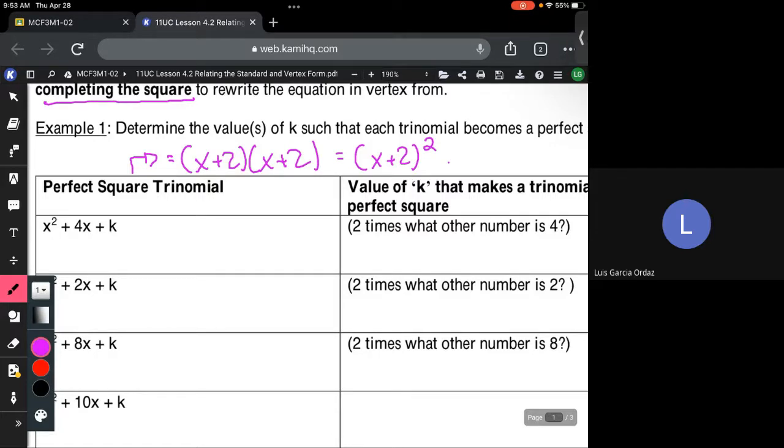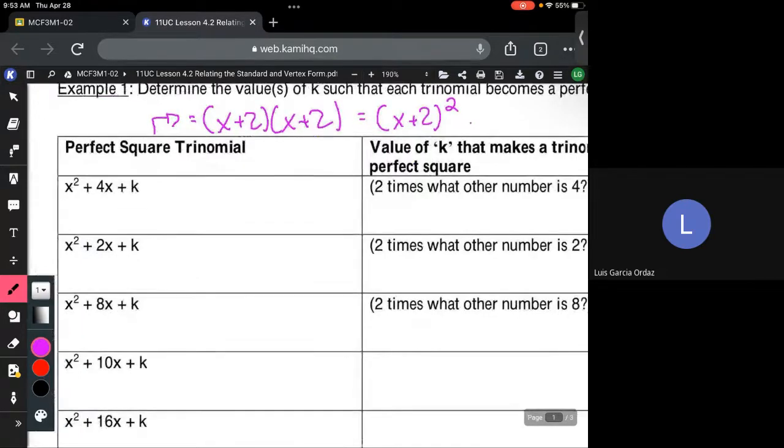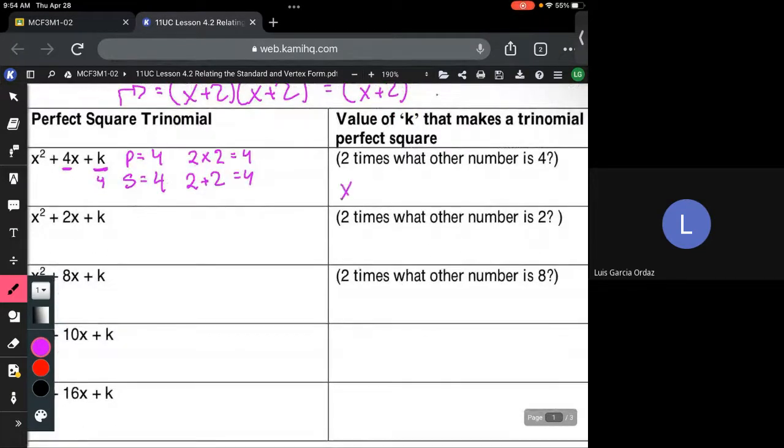So the first example is x squared plus 4x plus k. Basically what I'm asking is, what are two numbers? My sum is 4, and my product I don't know yet. So I need to figure out two numbers that are identical and add up to 4. 2 and 2, right? Now, when I multiply those two same numbers, what do I get? What's 2 times 2? 4. So my product has to be 4, which means my k is going to be 4. So my new trinomial is going to be x squared plus 4x plus 4.